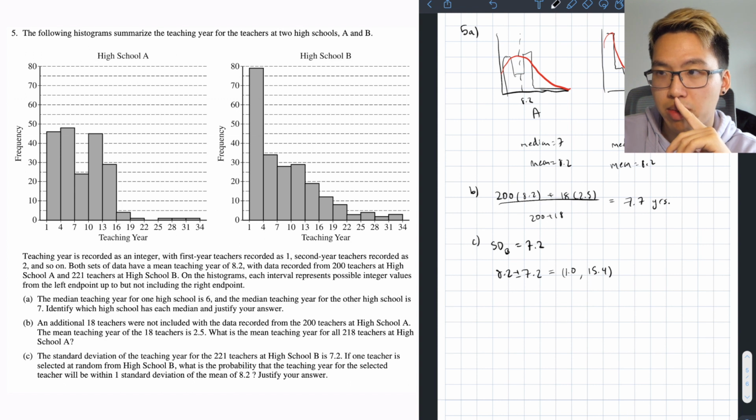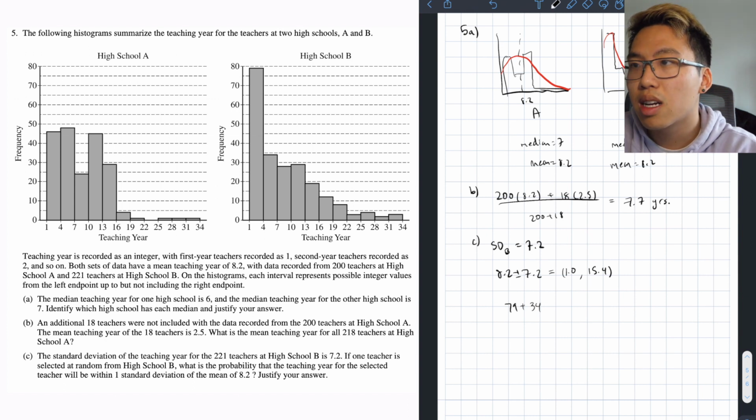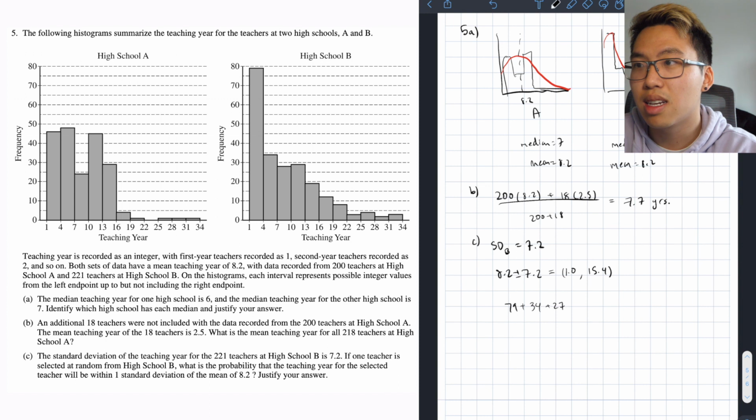And it's asking, okay, what is the probability that the teaching year for that selected teacher is within this range? So I think to do that, we can just add up the counts. So if we literally go through bar by bar, the first bar is like 79, plus the second bar that's like 34-ish. The third bar is maybe like 27. Hard to tell exactly. The fourth bar, I'm going to say that's 29.